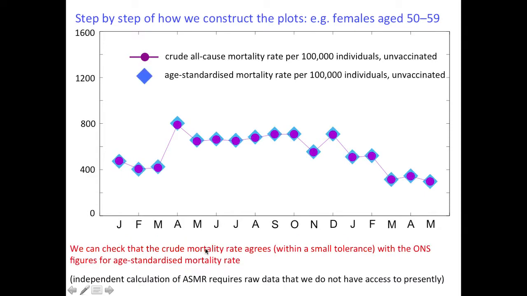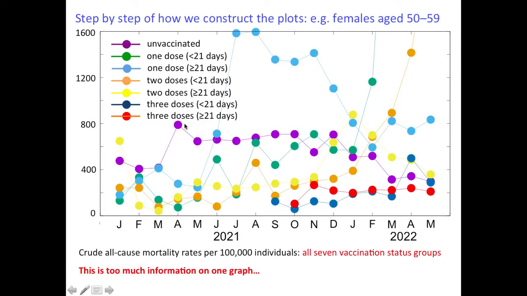But what I'm showing you here is that if we take the ONS age standardized mortality rate for, say, the unvaccinated group here, you see that it follows beautifully. And the reason is because the age range is small. So the age standardization is not a critical step when you're looking at such a small age range. So our calculation of crude mortality rate will be fine within a very small tolerance. Right, so we can do this now across all of the vaccination statuses.